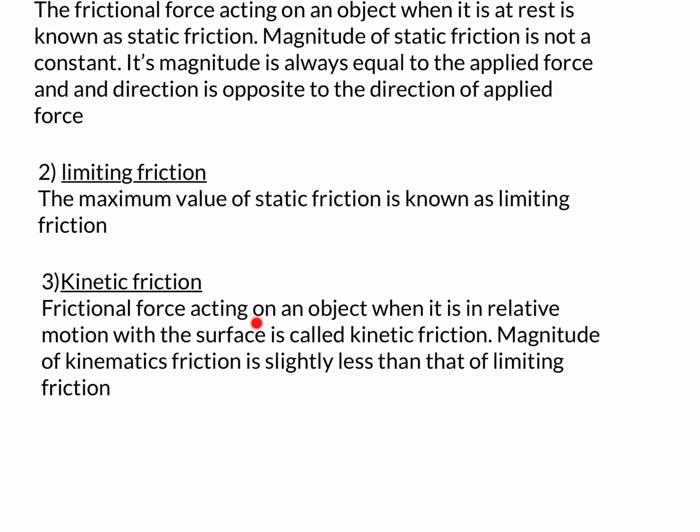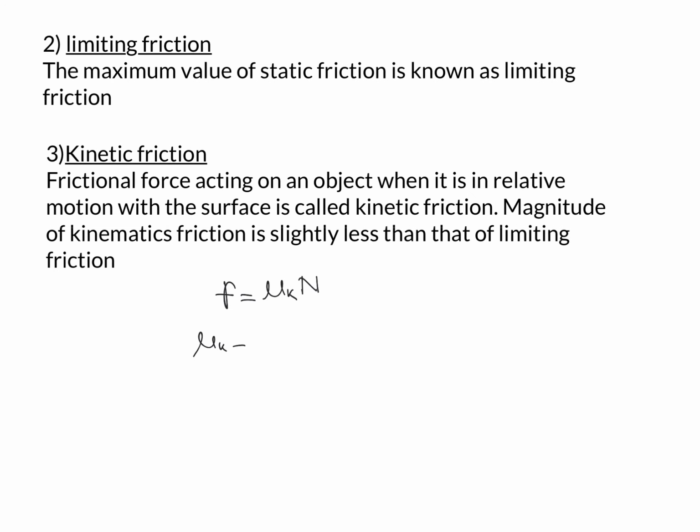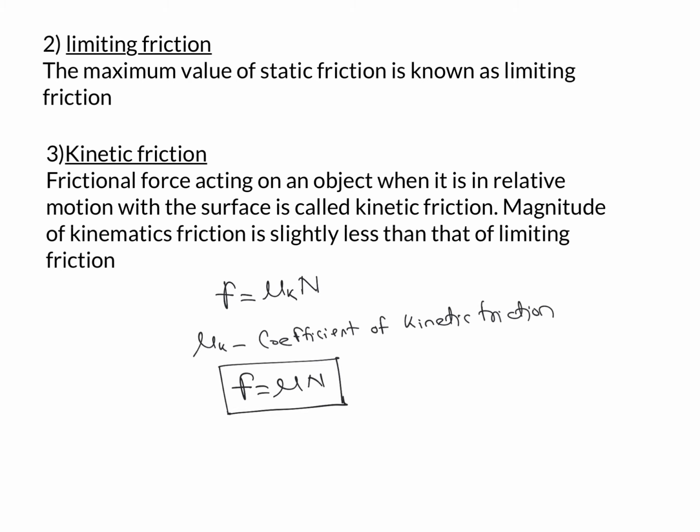Next one is kinetic friction. The frictional force acting on an object when it is in relative motion with the surface is called kinetic friction. The magnitude of kinetic friction is slightly less than that of limiting friction. For the calculation of kinetic friction, we'll use the equation F is equal to mu K into normal reaction, where mu K is known as the coefficient of kinetic friction. Now in a question, if they have not specifically mentioned the value of the coefficient of kinetic friction, then whatever the value of mu which is given, we'll take it as the same for the calculation of kinetic friction as well as for the calculation of limiting friction.